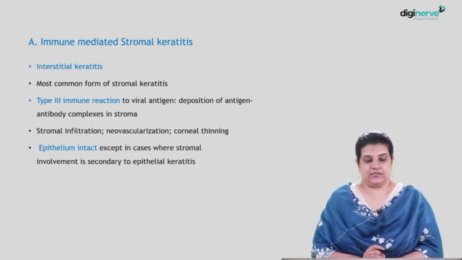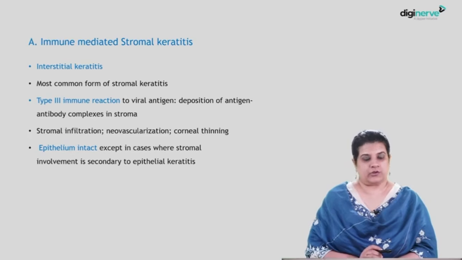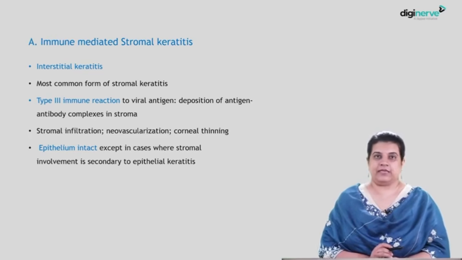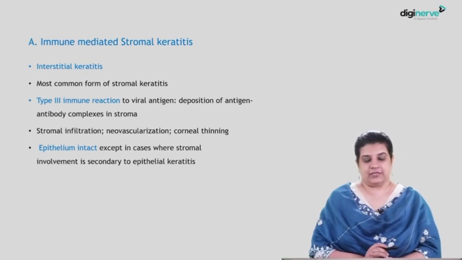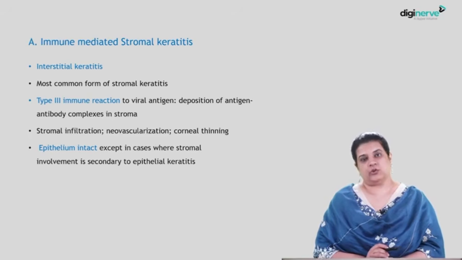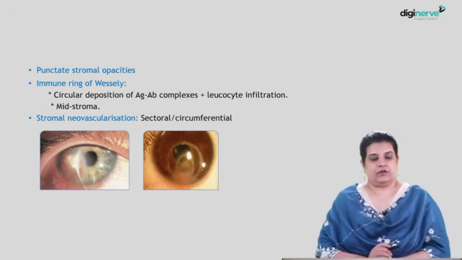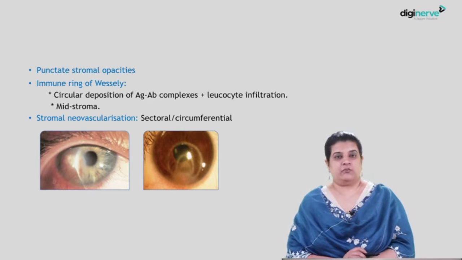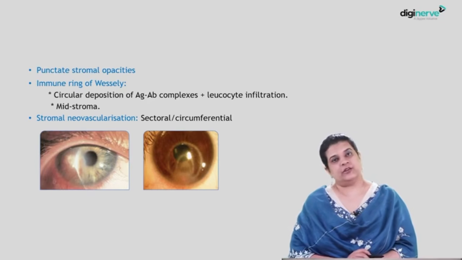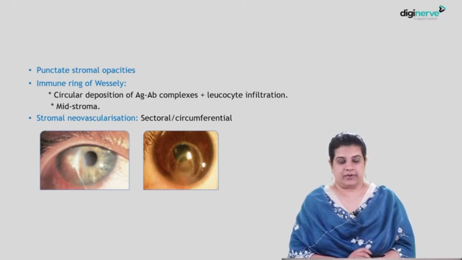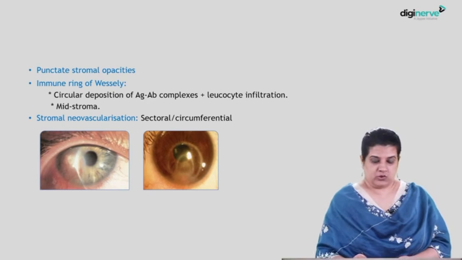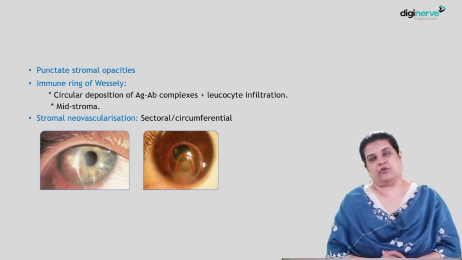In interstitial keratitis, there is stromal infiltration and neovascularization, growth of abnormal blood vessels, associated with corneal thinning. But the epithelium is intact most of the time, except in cases where stromal involvement is secondary to epithelial involvement. You can also see punctate stromal opacities. Some patients present with an immune ring of Wessely, in which there is a circular deposition of antigen-antibody complexes along with leukocytic infiltration, and this is usually seen in the mid-stroma. In this image, we have an immune ring of Wessely that is formed. Sometimes you can even have a double ring formation.